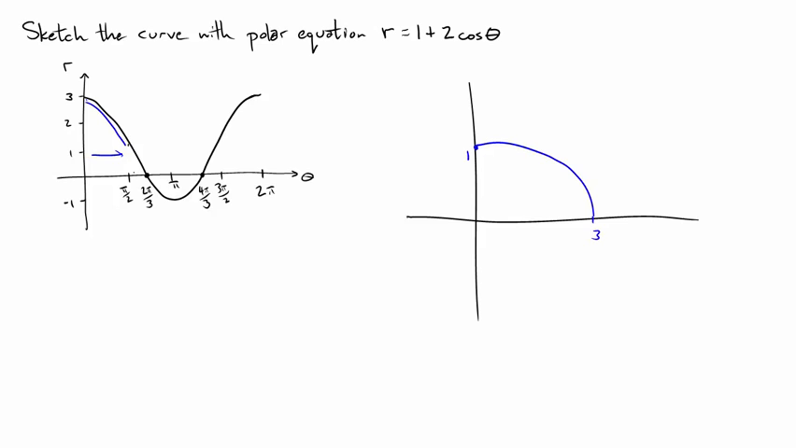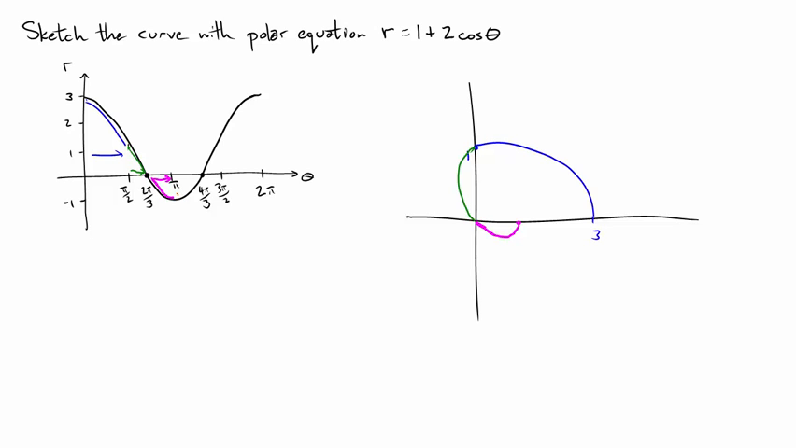Then the next region of interest is when theta is between pi over 2 and 2 pi over 3. We see that r decreases from 1 down to 0. Then for theta between 2 pi over 3 and pi, r becomes negative and decreases to minus 1. So, because r is negative, the point will lie in the opposite quadrant.